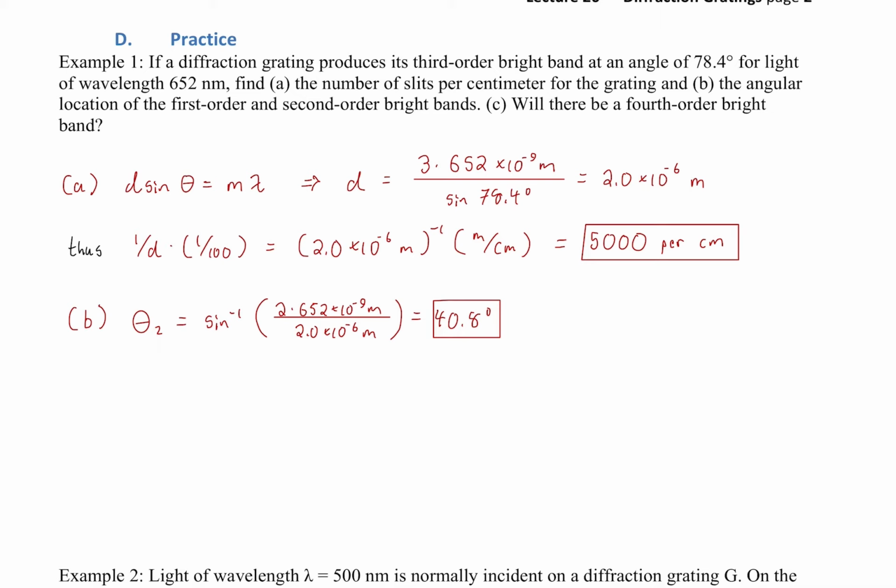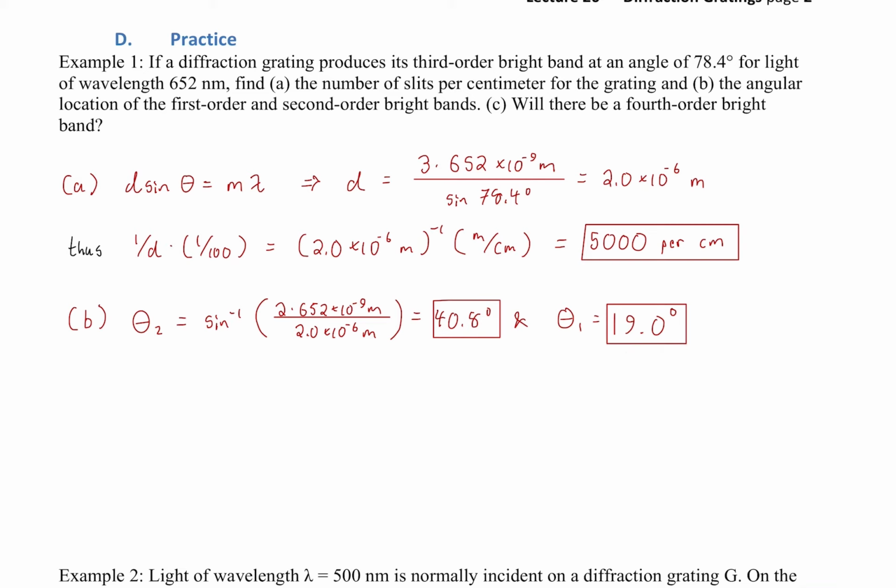In part B, I asked for the angular location of the first order and second order bright bands. The good thing is that now that we have d, we're going to use that in the original equation, but solve for some other angles. Because this angle, the 78.4, was theta 3, I'm going to solve for theta 2 by plugging in d, and using sine inverse I get 40.8 degrees. If I do the exact same thing, I won't show the work, I get 19 degrees. That makes sense, right?